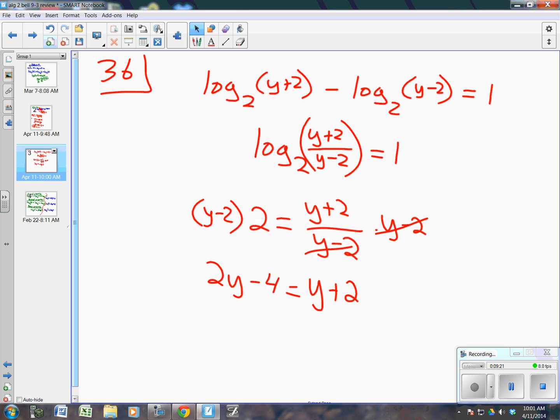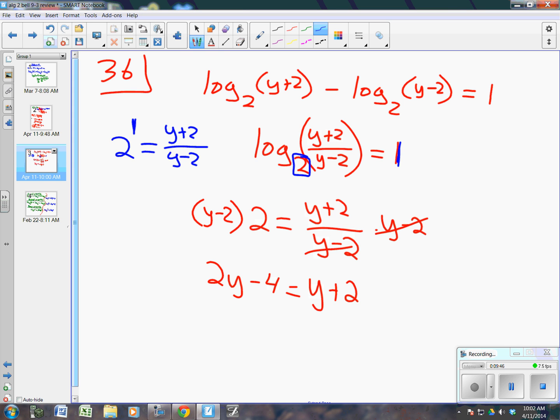If you change from logarithmic to exponential form, 2 to the 1 power equals all of that. Remember the exponential form? We learned it in the first lesson on logarithms. 2 is the base of the logarithm, so it's the base of the exponent. 1 is the exponent, and that's equal to what was left inside here, y plus 2 over y minus 2. All right, any other questions on that? And then you just need to solve that one.